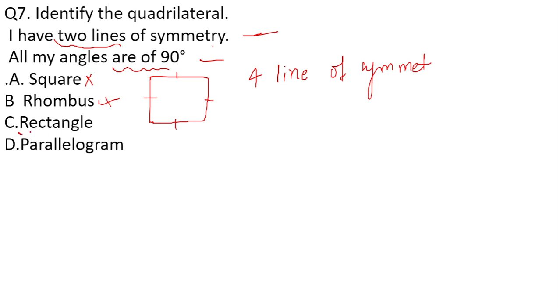Moving on to the next option, that is rectangle. Rectangle is a quadrilateral with two lines of symmetry, as well as all the angles in case of rectangle are equal to 90 degrees. This is 90 degrees, 90 degrees, 90 degrees, 90 degrees, and these are the two lines of symmetry over here. These two lines are going to divide the rectangle into equal parts. Got it? So the correct answer for the given question is option number C.